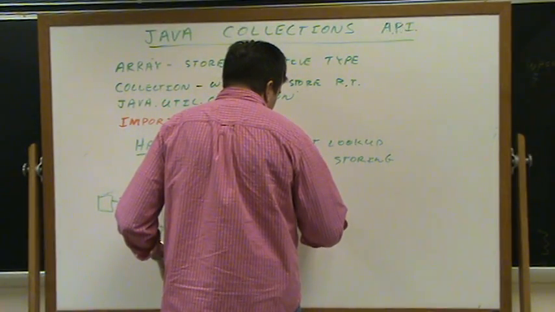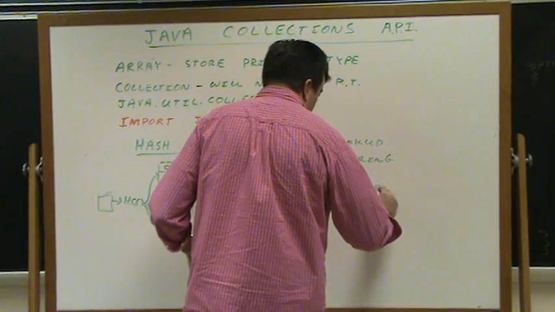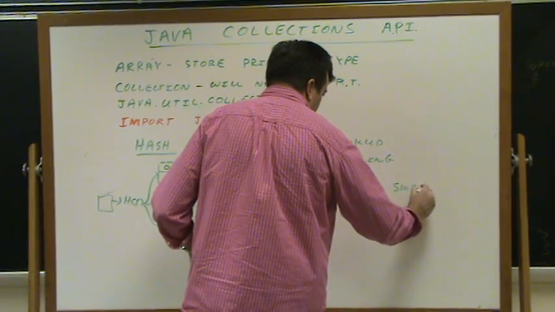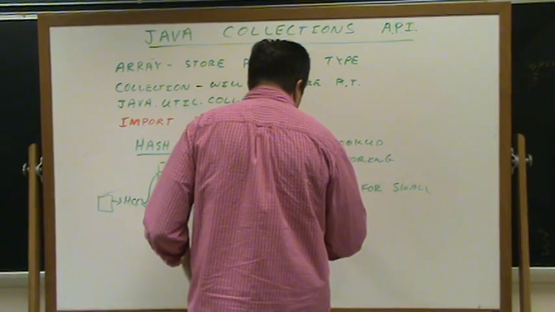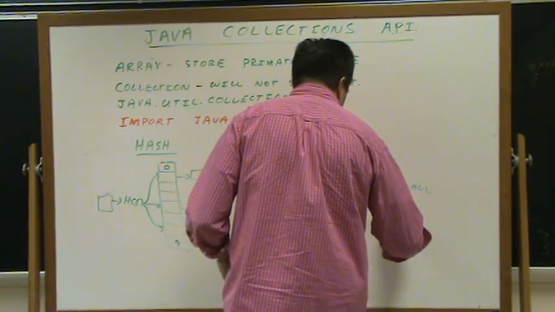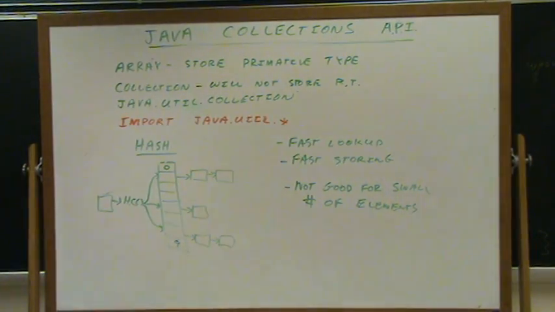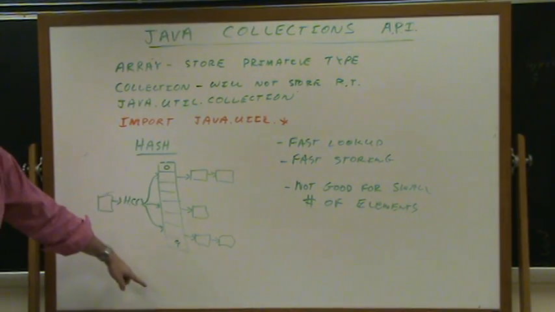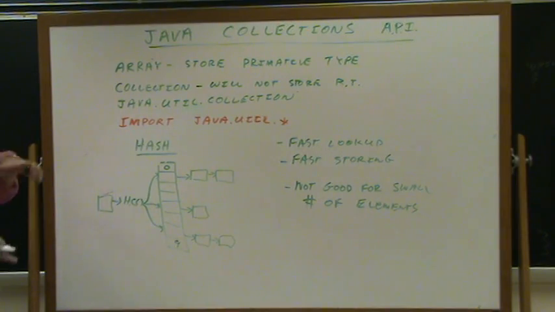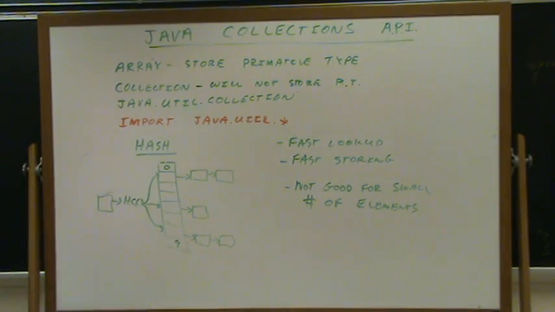So it's not good for a small number of elements. So a hash wouldn't be good if you're only storing 10 things. There's no point in making an array of 1,000,000 and a hash function that makes them fan out into 1,000,000 different buckets if there's only 10 things we're looking for. Just to use an exaggeration.